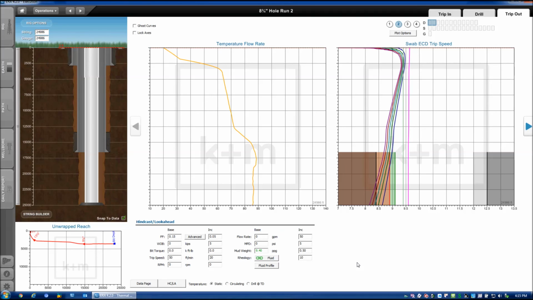However, remember, I pumped a lot of heat into this wellbore when I drilled it, and so I should be using the drill at TD temp, and that will be the default setting. For those of you that have downloaded ERA 4.2, the default will be drill at TD. And you'll notice now with the drill at TD temp, that 30 feet per minute trip speed will swab below pore pressure because my ESD now is approximately 9.4 pound per gallon rather than the 9.6 pound per gallon that I had assumed when I had a static temperature profile.